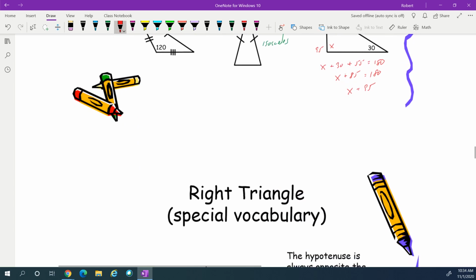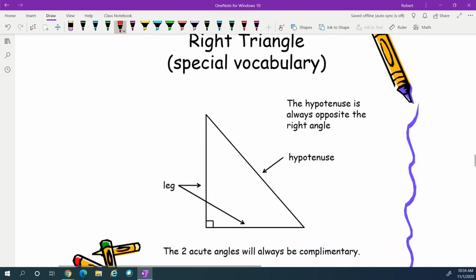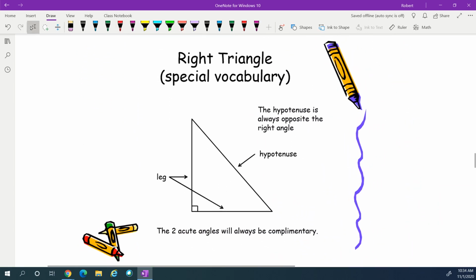Now, with some of these triangles, there's some special vocabulary that comes with them. And some of it we've already covered. Like in a right triangle, we know that that side is called the hypotenuse. The other two are called the legs, right? We know that from the Pythagorean theorem: a squared plus b squared equals c squared. So we already know the hypotenuse and the legs.